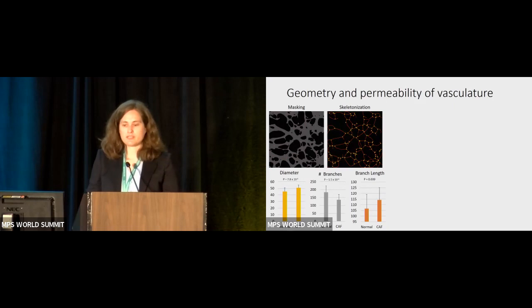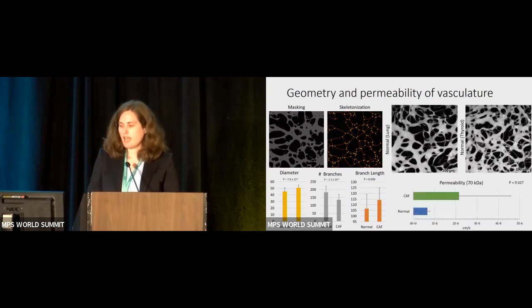There was a significant increase in the mean diameter in the CAF networks compared to the normal. It was a small increase of about 5 microns. Additionally, there was a significant decrease in the number of branches, while an increase in branch length. From the morphology parameters, we can also get functional parameters such as permeability by, again, perfusing with a fluorescent tracer like dextran, and then measuring the change over time of the intravascular to extravascular signal intensity of this dextran.